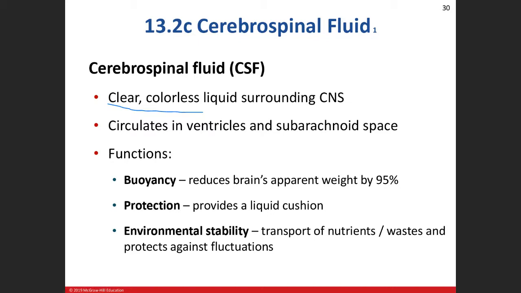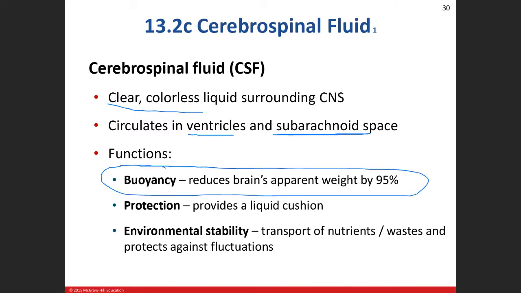Like I said, the cerebrospinal fluid is made in the ventricles, so it circulates throughout the ventricles and also in the subarachnoid space. You want to know those two areas. More importantly, you want to know its functions. I love this stat. It makes the brain more buoyant, and it reduces its weight by 95%. That's significant. If it didn't do that, your brain would pour out of your foramen magnum. I know I've said that to you guys before.